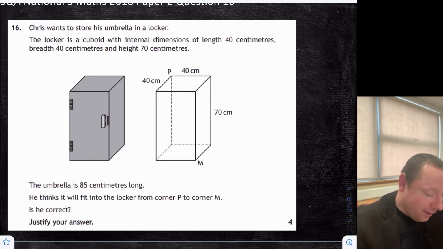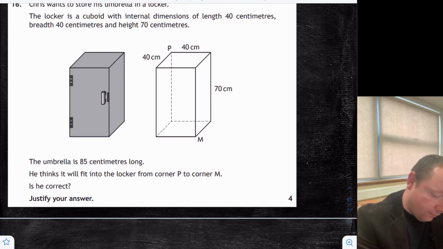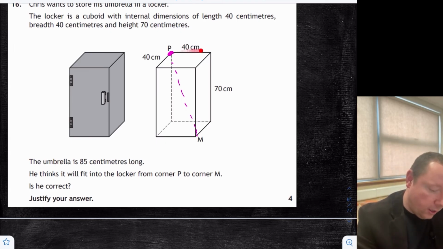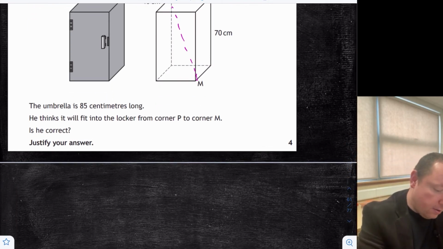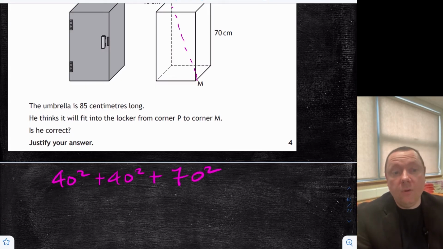So we've got 40 by 40 by 70, and we want to calculate the space diagonal. So we're going to go from here, the front, to the back. All you need to know is that you can do 40 squared plus 40 squared, and that will give you the diagonal of this, and then you use the diagonal of this with the height to get this. Or, all in one go, you can just write 40 squared plus 40 squared plus 70 squared. So that is our strategy.